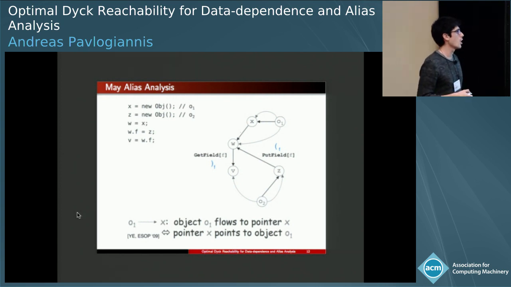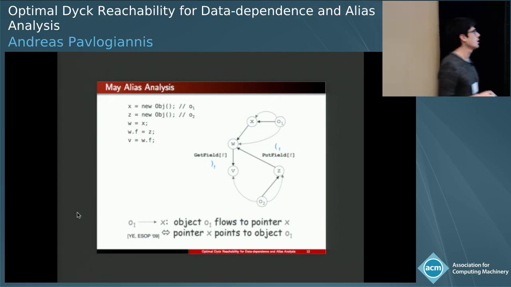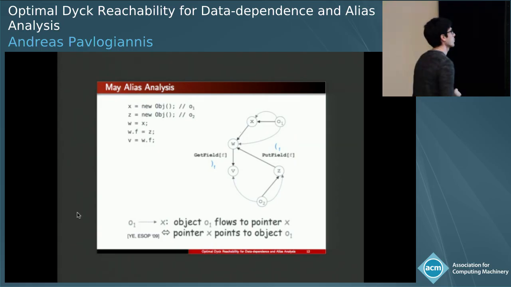So for example, here, O2 flows into V because, well, O2 is assigned to Z. Z is put into the field F of W, and then we're again reading from field F of W into V. Right? So this is, again, a Dyck reachability formulation of the problem.